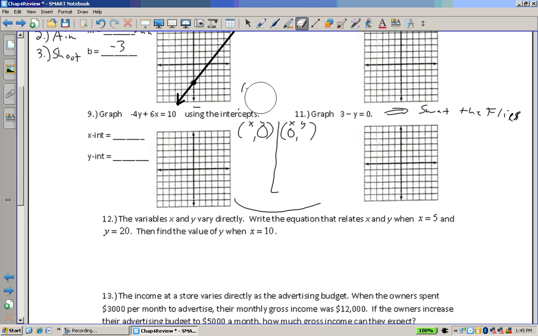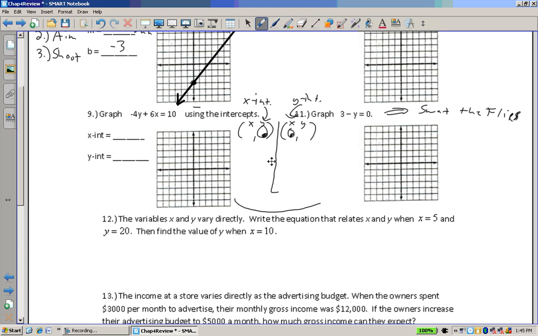And I'm also going to label this. This is the X intercept. This is the Y intercept. And we'll give them little eyes. Why not?